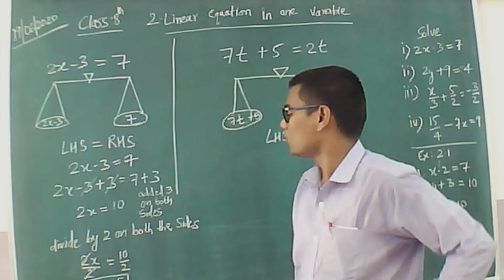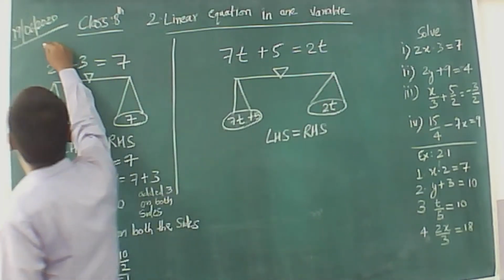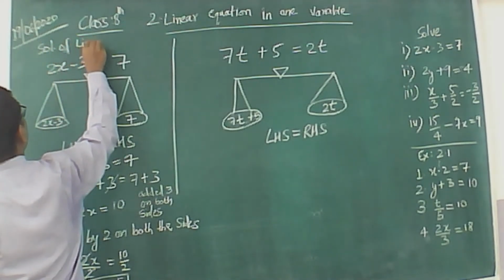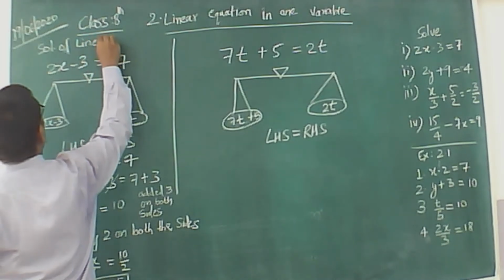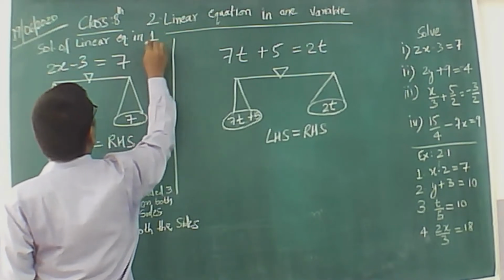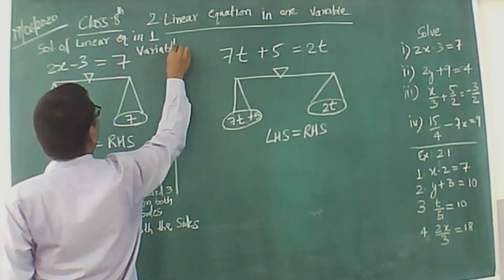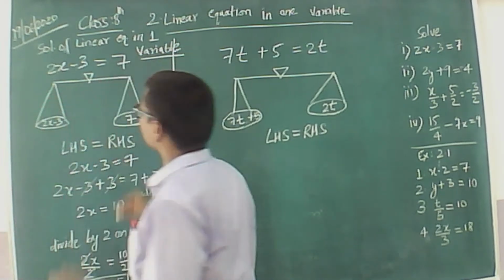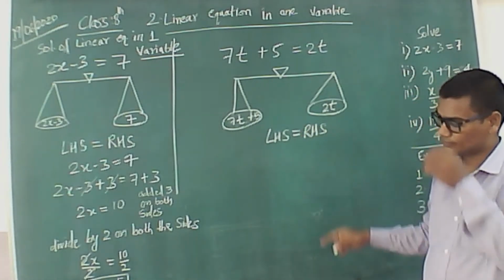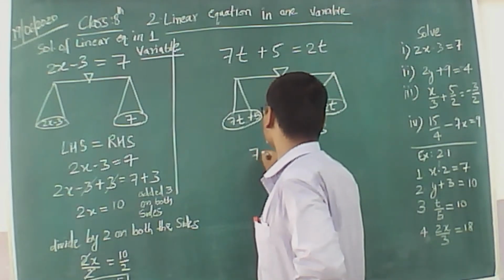So this is how we can find out the solution of a linear equation in one variable. Let us try for this equation. Here also LHS and RHS are equal.